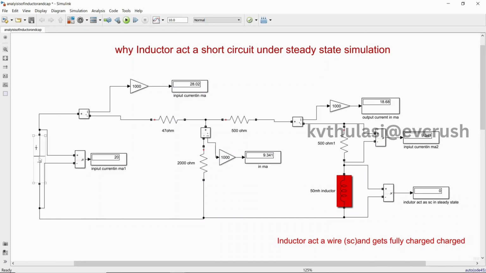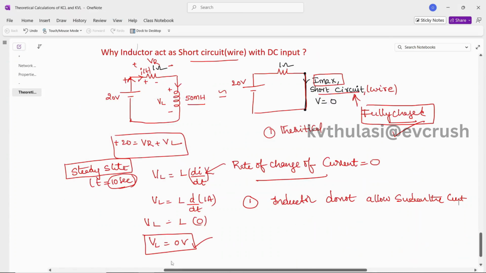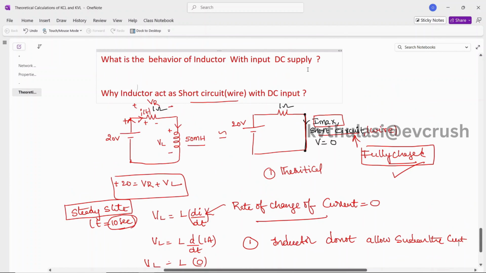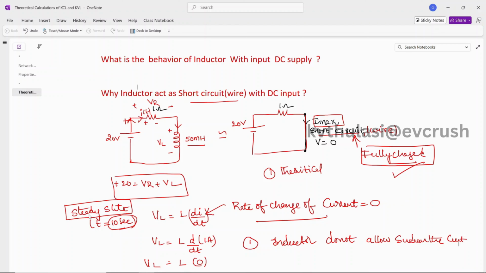So the voltage I applied, but this is the steady state current. The current is how much? 18.68. Then you can see this theoretical calculation: 18.68 of current will be flowing. Automatically the inductor will try to act like a short circuit. This is the behavior of an inductor when a DC supply is given to the input, under steady state. But the behavior of the inductor under transient, just before switching, just after switching, and after steady state is entirely different. That I will discuss in one more video.